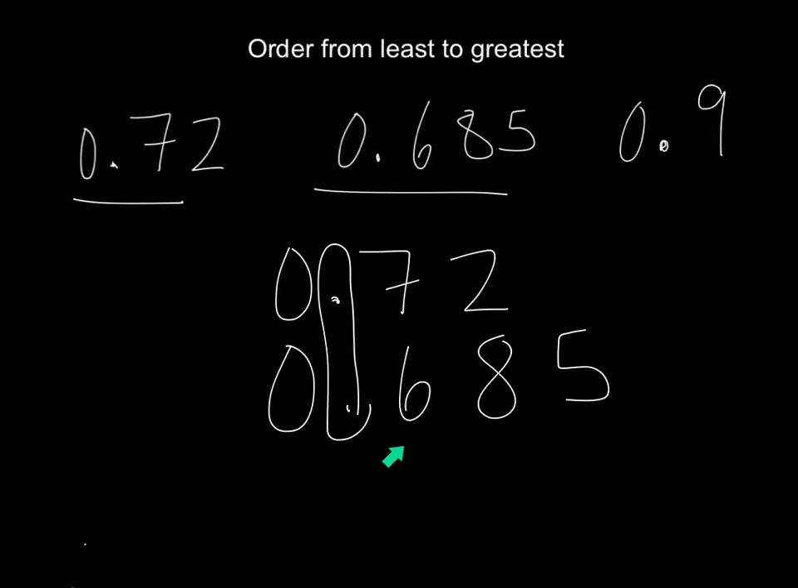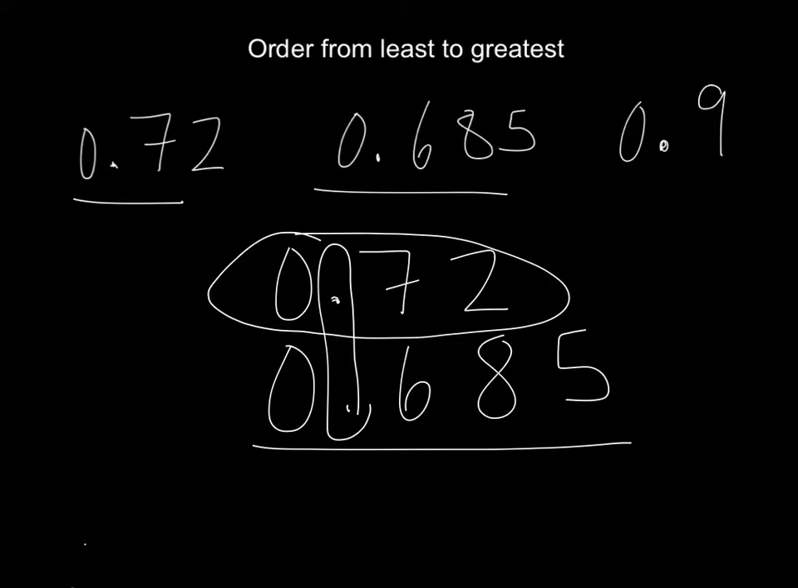I now want to take a look at my tenths place value. I have a 7 and I have a 6. I want to compare which number is larger in my tenths place value, the 7 or the 6. Well, the 7 is larger, so that makes my number 0.72, or 0 and 72 hundredths, larger than 0 and 685 thousandths. Even though 685 has more digits, the 6, the 8, and the 5, than the 72 hundredths, because the 7 is larger in the tenths place value, 0 and 72 hundredths is larger.